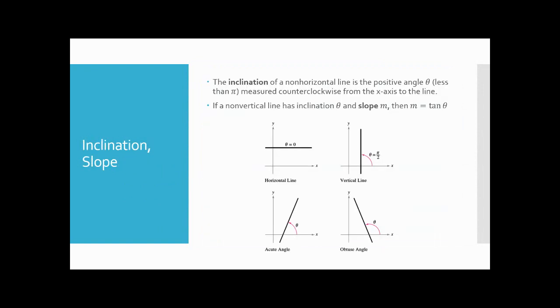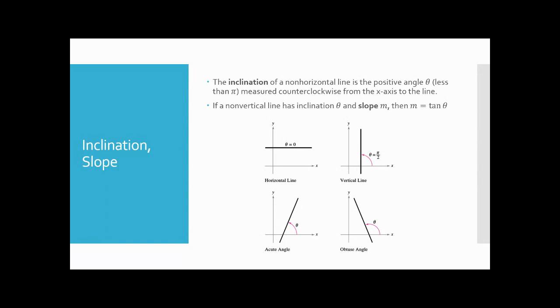So we're going to start with inclination and slope, and this is actually what you need for the first problem on the assignment. So the inclination of a non-horizontal line is the positive angle that's less than pi measured counterclockwise from the x-axis to the line. So we've got some images here. You're always going counterclockwise, and it's going to be less than pi.